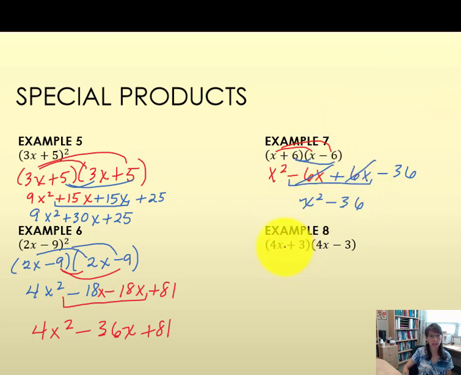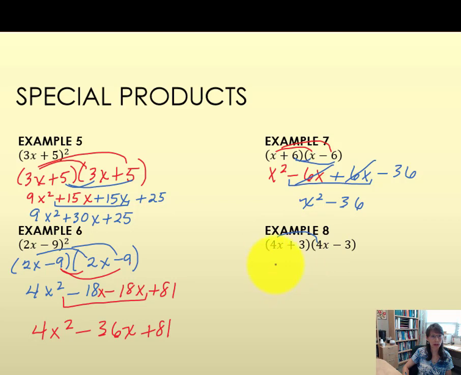In the last example, 4x plus 3, is multiplied by a quantity of 4x minus 3. So they look identical, except one is plus, one is minus. What do you think is going to happen with the middle terms here? Let's distribute and find out.